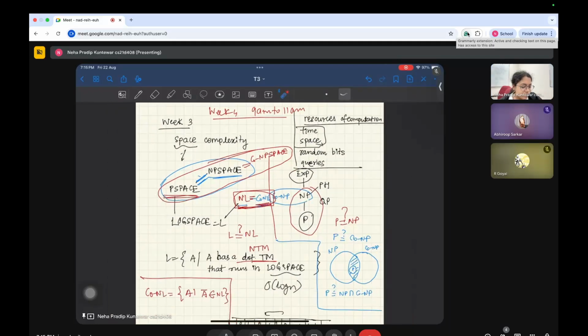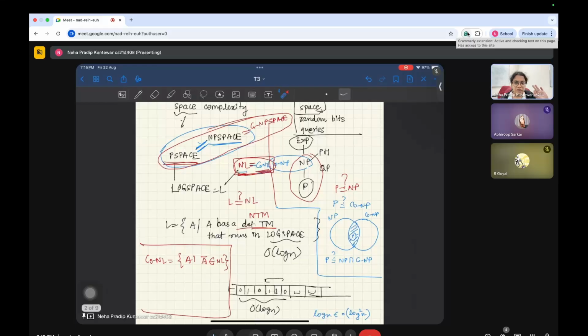Okay. So today we'll be looking into the log space and the non-deterministic log space world.